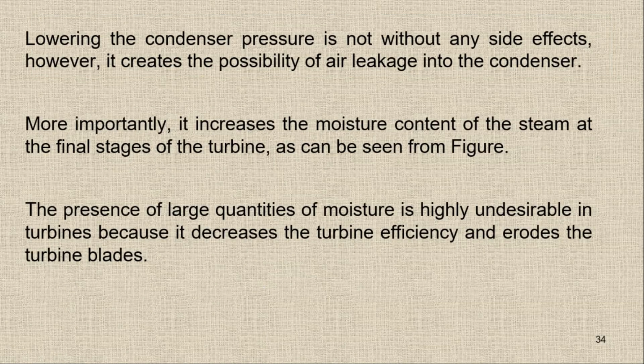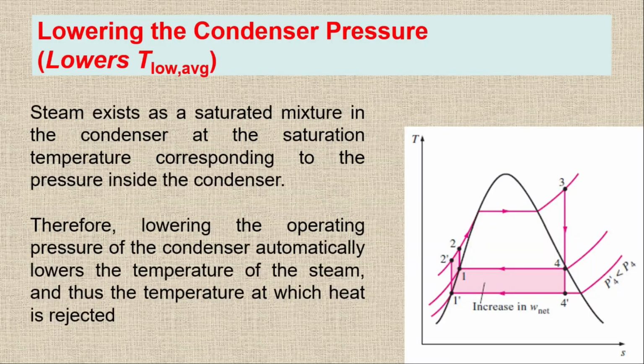So here we have already discussed this slide with the previous diagram. But if you see the last line, the presence of large quantities of moisture is highly undesirable in turbines, because it decreases the turbine efficiency and erodes the turbine blades, because we have the 4 dash here. So there is a chance that we can decrease the pressure, as well as we can do something else to shift this point to somewhere here.